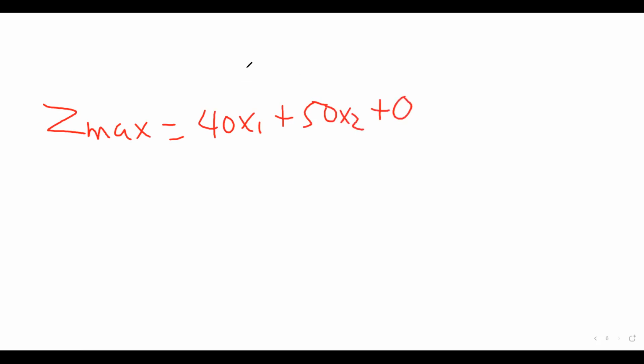So in a standard form, you write Z. In the standard form, you have Z max equal to 40x1 plus 50x2 plus 0s1 for the first slack plus 0 s2 for the second slack. If there was a third slack, we would have written it like that. Okay, that is how you formulate the objective function.